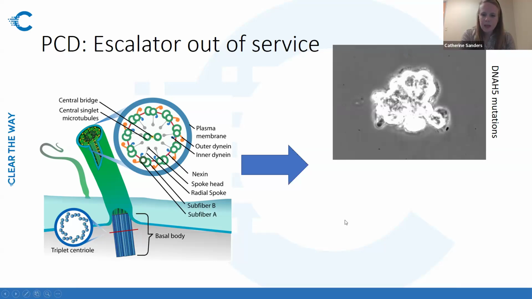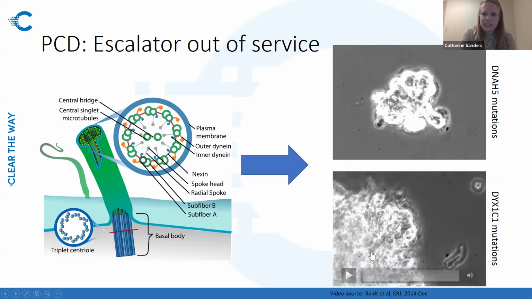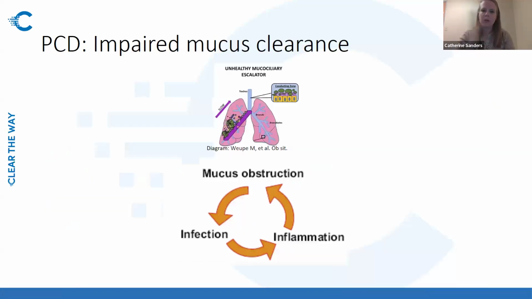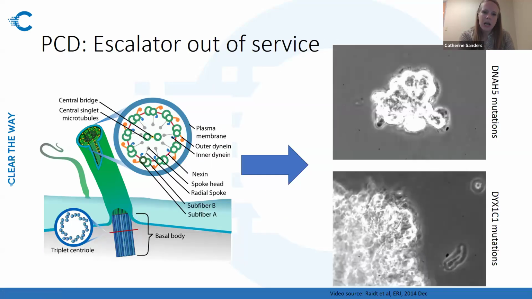Next. This next video is somebody who has a DYX1C1 gene mutation, which is less common. And again, you can see just a little bit of quivering of those cilia, but you're not getting the full sweeping motion that's coordinated. So that essentially is the escalator not moving that mucus as it needs to. Next slide.